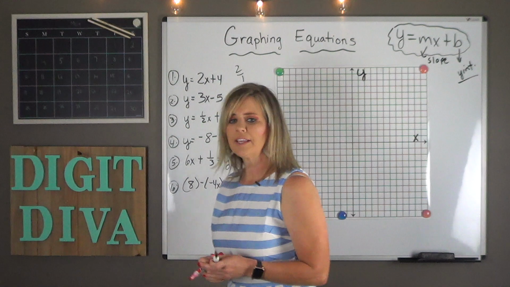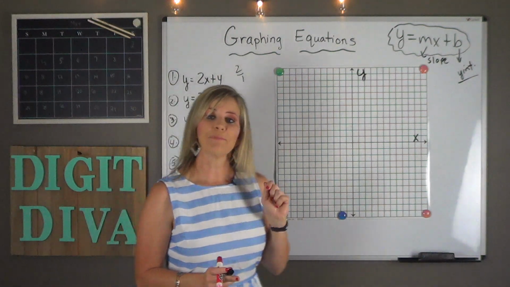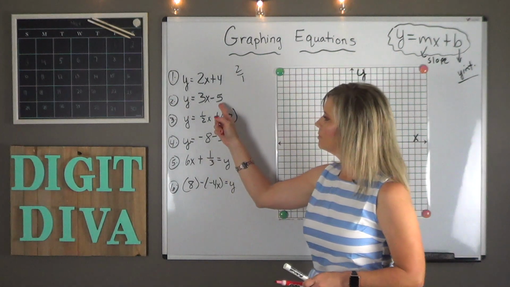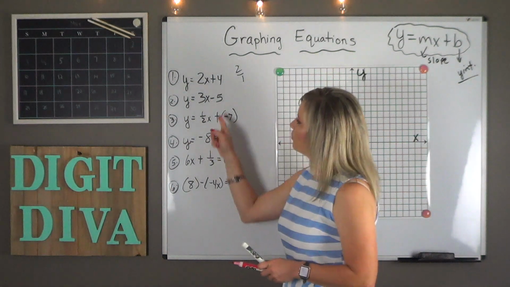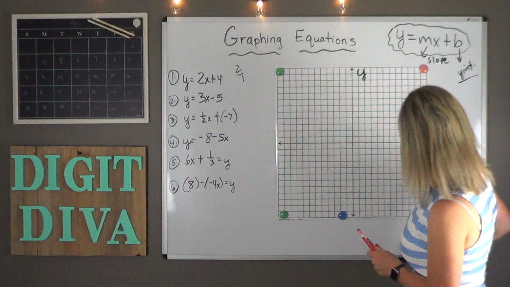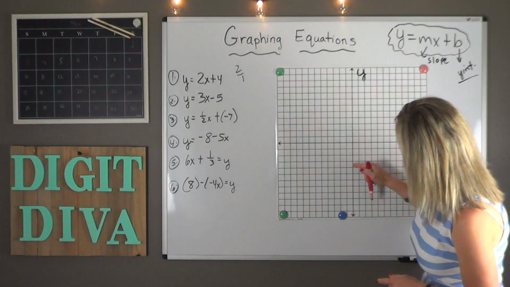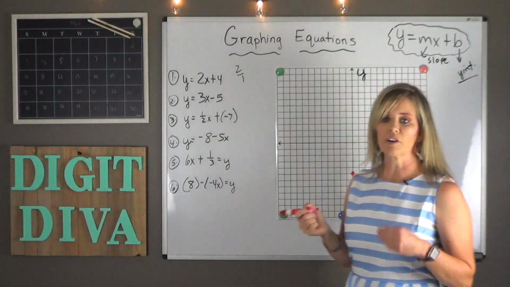Our second equation states that y is equal to 3x minus 5. So which one is our y-intercept? It's simply the -5. Remember, minus means negative. So our y-intercept this time is -5. So on my y-axis, I would simply come down 5 units. 1, 2, 3, 4, 5. And I would place a point. Okay, we've got our first point.